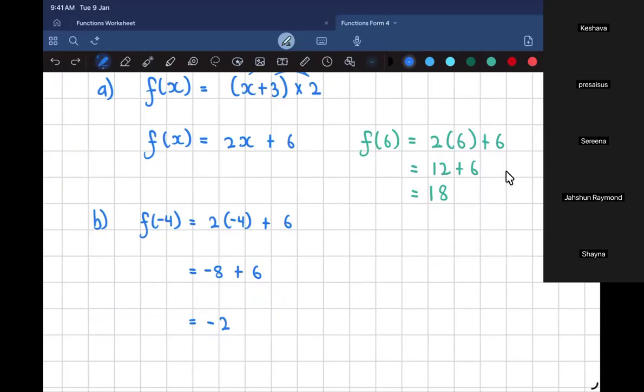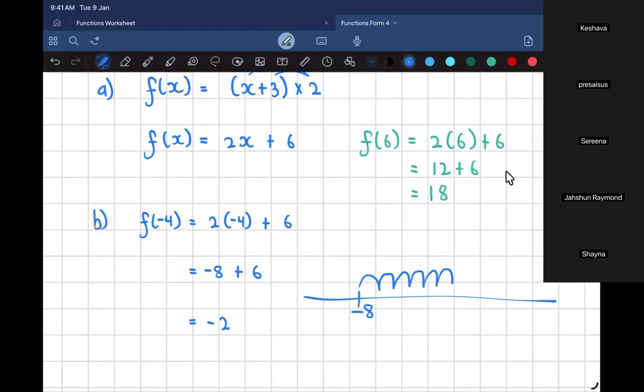-8 add 6. So you're moving to the right side, so you're going up. So it'll be -2. Imagine if you had a number line. If you're adding 6, you'd move 6 spaces to the right. So eventually you'd end up at -2. That's one way to think about it.